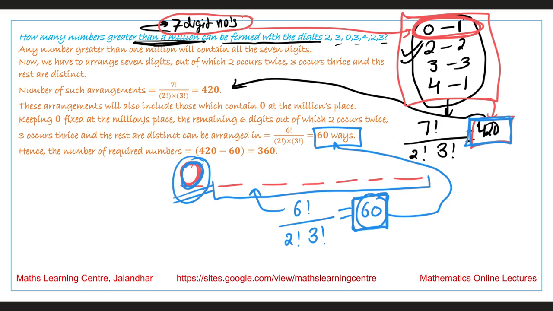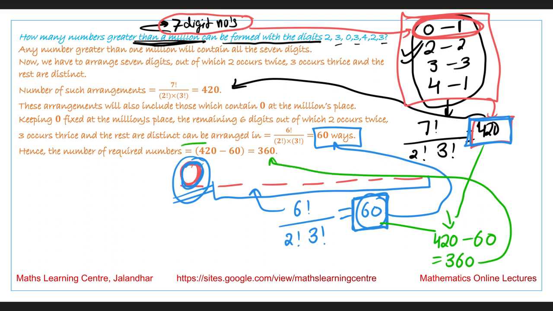So the number of numbers in which 0 is not on the millionth place is 420 minus 60, that is equal to 360. So we are saying the number of required numbers we have is 420 minus 60, that is equal to 360.